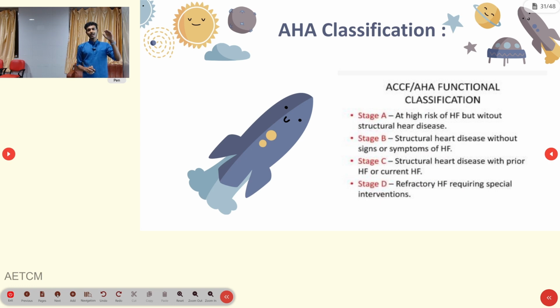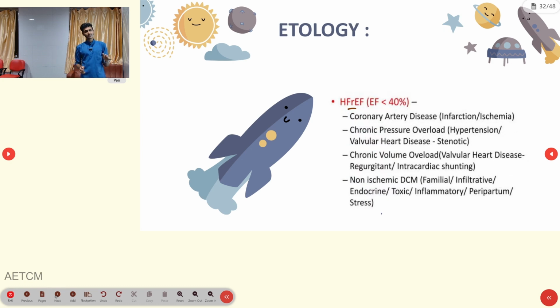Next is based on the American Heart Association, which has 4 stages: stage A, B, C and D. Stage A means at risk of heart failure but without any structural heart disease. Structural heart disease means things like dilated cardiomyopathy. Stage B means structural heart disease but without any signs and symptoms of heart failure. Stage C means structural heart disease with prior or current heart failure. Stage D means refractory heart failure that needs special interventions. This is based on the American Heart Association.